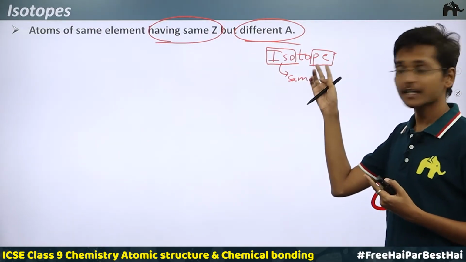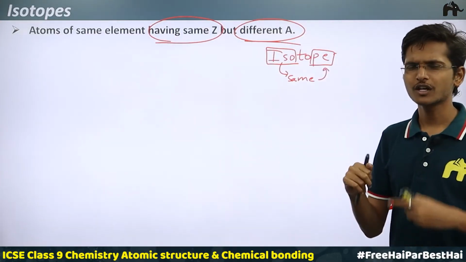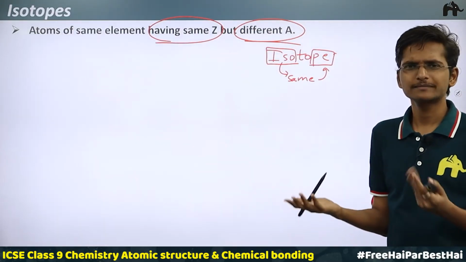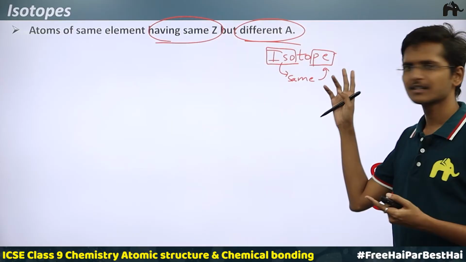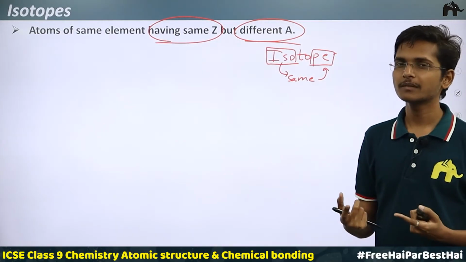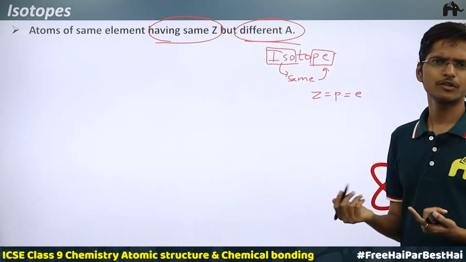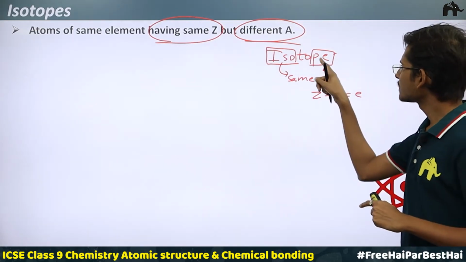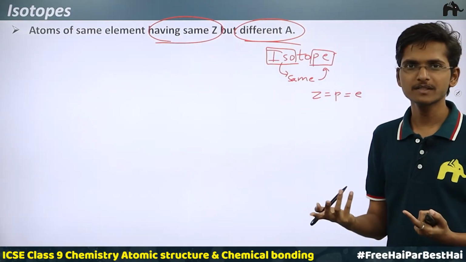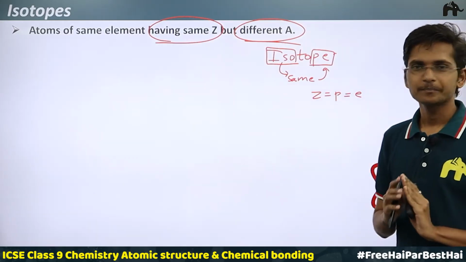So the number of protons and the number of electrons are the same, correct? So if either the number of protons or the number of electrons is the same in the case of the atoms, what would happen? Their atomic number would be the same, right? Because atomic number is simply the number of protons, or it is equal to the number of electrons in the neutral atom. So if either the number of protons or the number of electrons is the same in two atoms, ultimately it means that the atomic number is also the same. Clear?